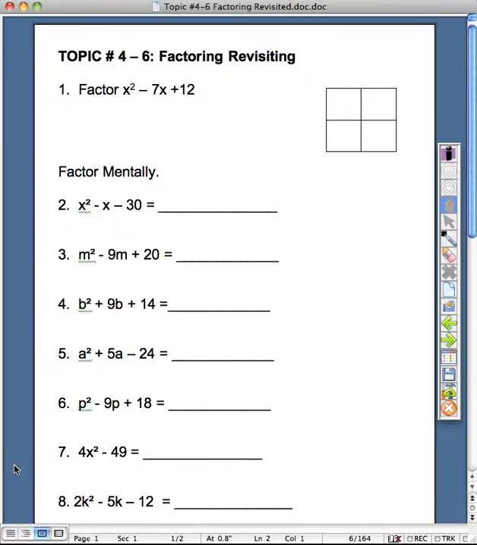All right, we're on our 6th day of factoring, so hopefully you're starting to get the hang of it. Today we're going to talk about factoring mentally as opposed to using the box.